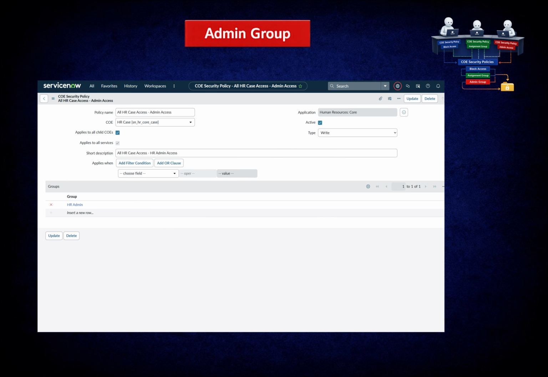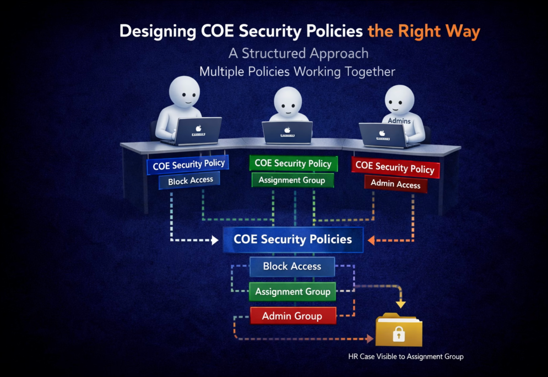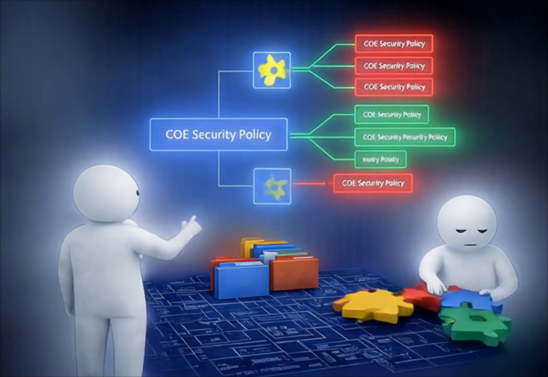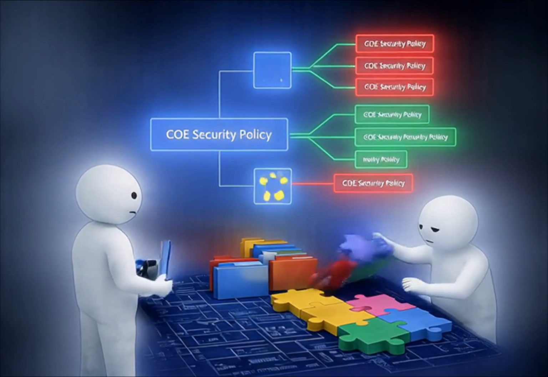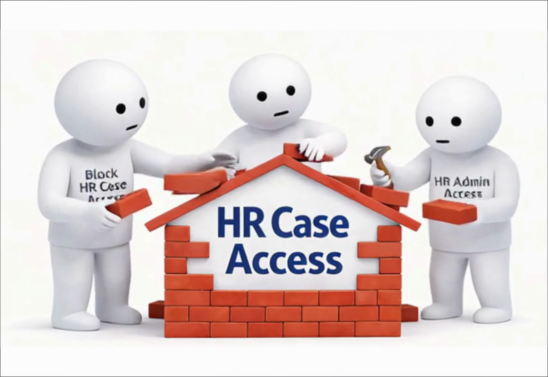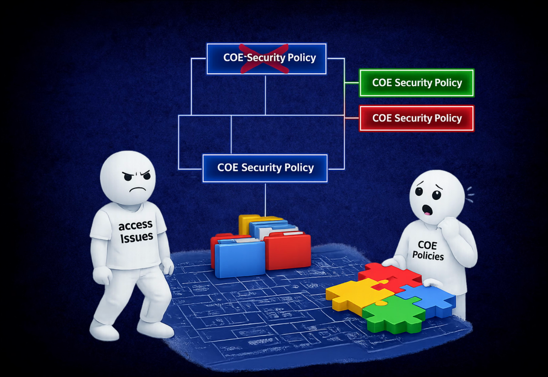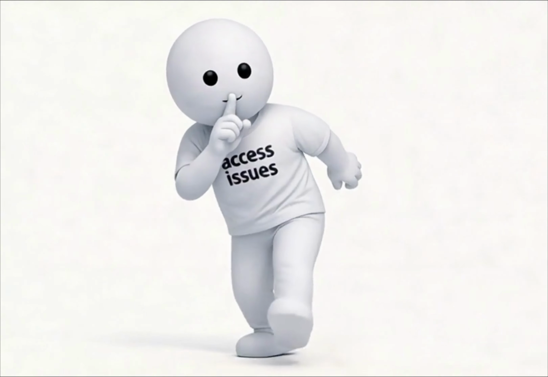And finally, you create a third policy for an administrative group. This group needs broader access to manage cases, especially in situations where a case hasn't been assigned yet. These are often referred to as orphaned cases. Now here's the important part. Once you start layering COE security policies like this, you have to be extremely careful when adding new ones. As we've already seen, policies don't work in isolation. They work together, which means a single overly broad policy can completely override your intended design. And that's how access issues quietly get introduced into your system.